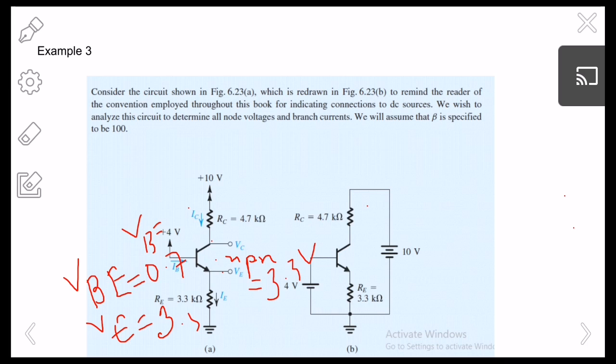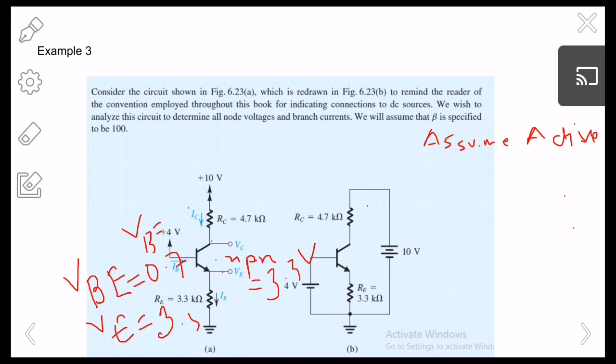Now I know VE, right? So now let's assume. Recall in the previous lecture I told you guys to assume that the circuit will be in the active region, and then do the math, and after that we will verify whether it's in the active region or not. This is the way we have to solve BJT problems. Okay, so now let's try to do that. So assuming active region, if we assume active region, then we'll be able to use the active region equations.